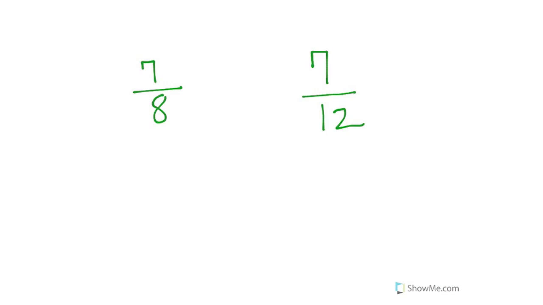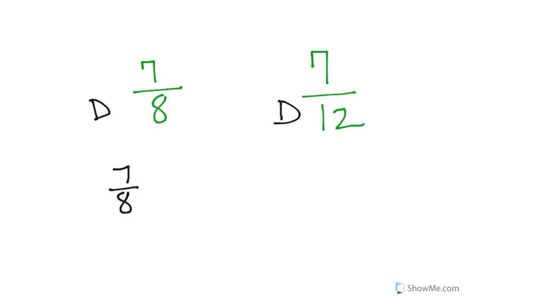Now in this example, I have 7/8 and 7/12. Again, let's focus on what we've been focusing on. We have our denominators of 8 and 12. Are they the same? No. So when we compare or order fractions, our denominators have to be the same. All right, well, let's find a way to turn them into common denominators.